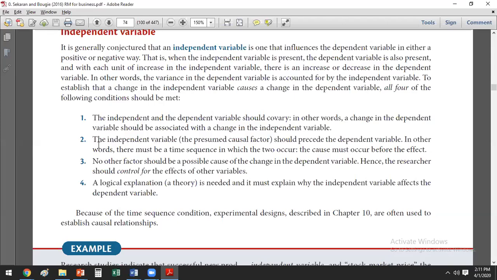The independent variable, the presumed causal factor should precede the dependent variable. क्या हमेशा वो पहले आना चाहिए. It has to precede before the dependent variable.